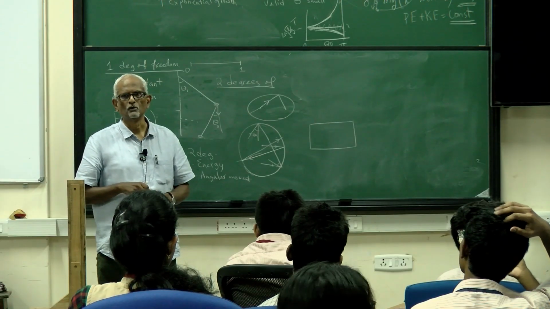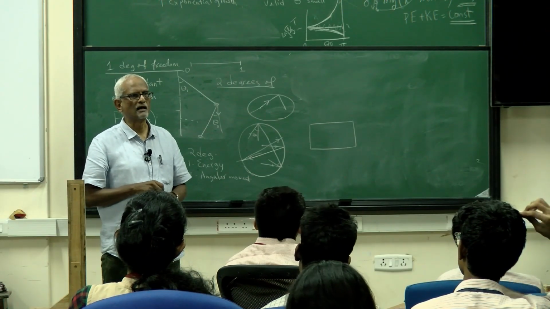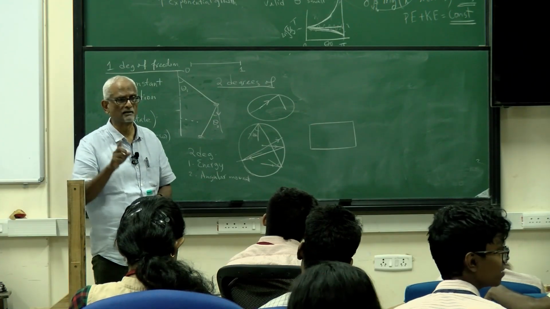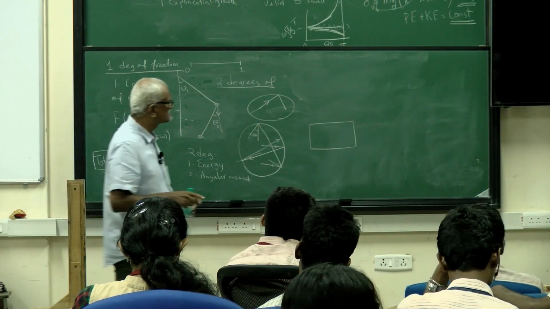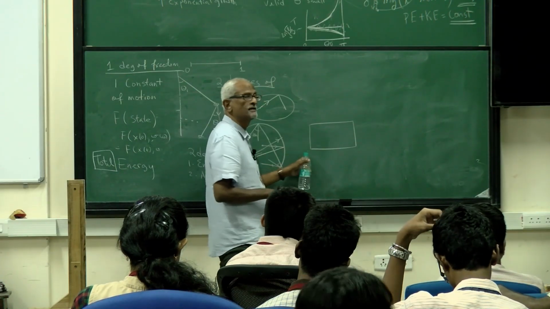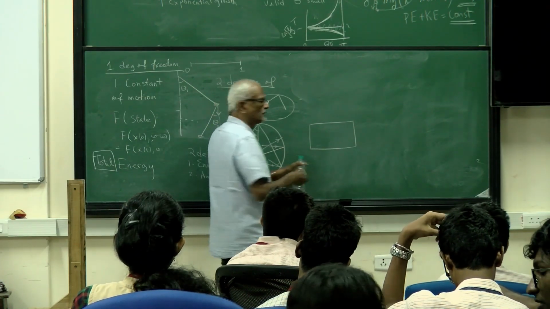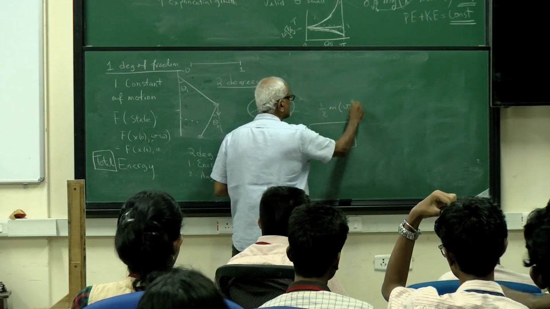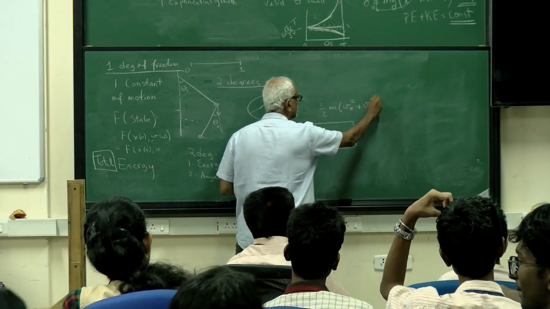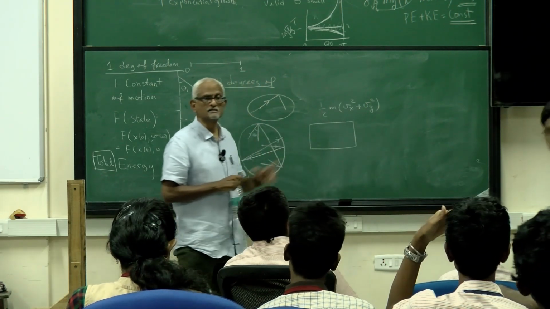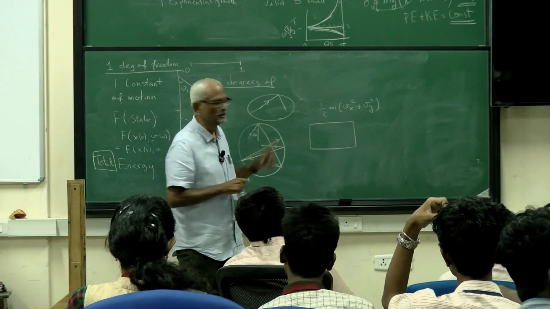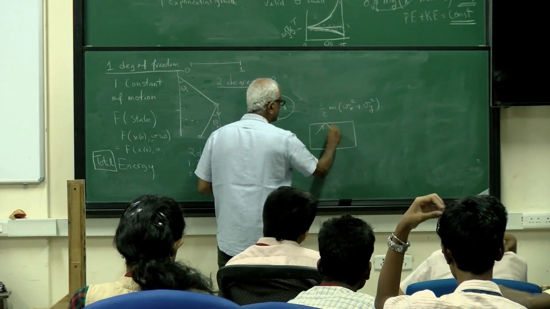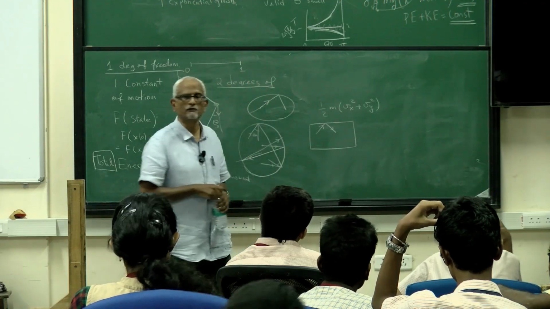So what are the other conserved quantities? It's rather simple to see what that conserved quantity is. What is the kinetic energy here? What is the total energy, by the way? Half m, velocity x direction squared plus velocity y direction squared. This is the total energy. Now let's say that it is going and hitting here. It's coming back. What is happening to Vx and Vy?